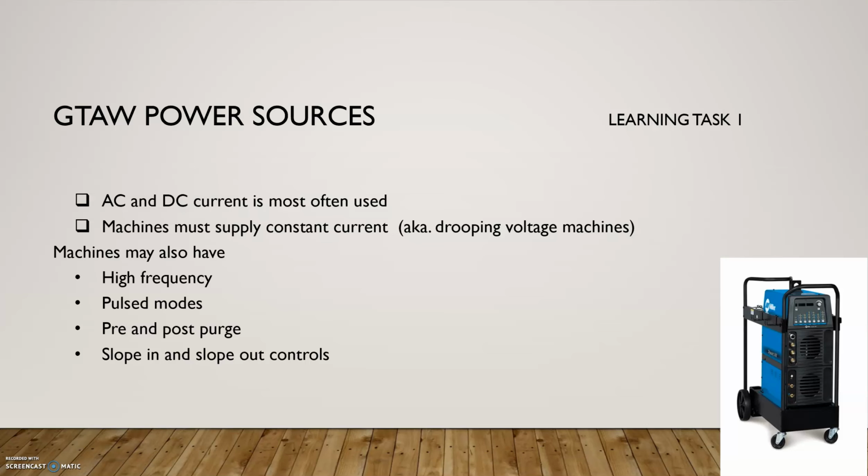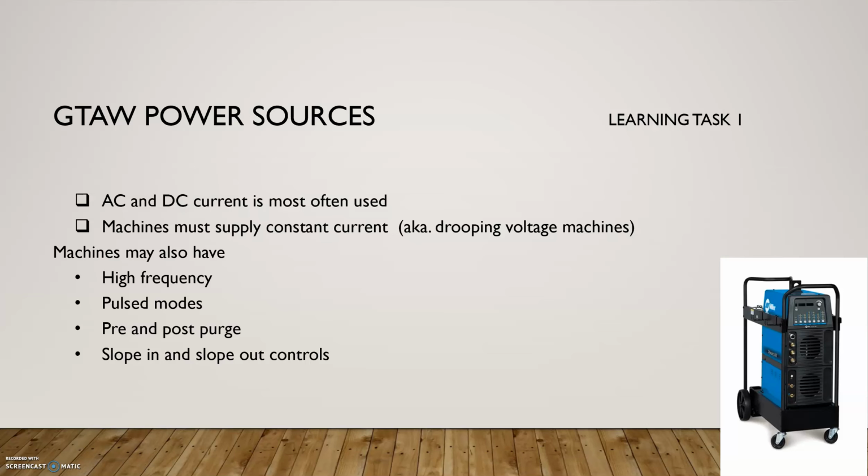Some additional features are high frequency, pulsing modes, pre and post purge, and slope in and out controls. Slope is referred to amperage up and down. Upslope initiates current at a lower amperage than the set welding current.